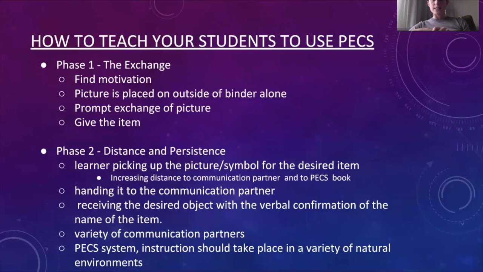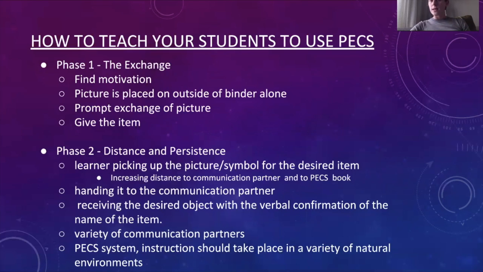In phase 2, we're working on distance and persistence. What this means is we're working on increasing the distance between the client and that binder with the picture on it, as well as the distance between the client and the communication partner, the person they are handing the icon to. So in this phase, the learner will have to travel to the binder, grab the icon off of the binder, and then again travel to the communication partner, gradually increasing the distance to both of these. Then they will hand the icon to the communication partner and receive the desired object with the verbal confirmation of the name of the item.